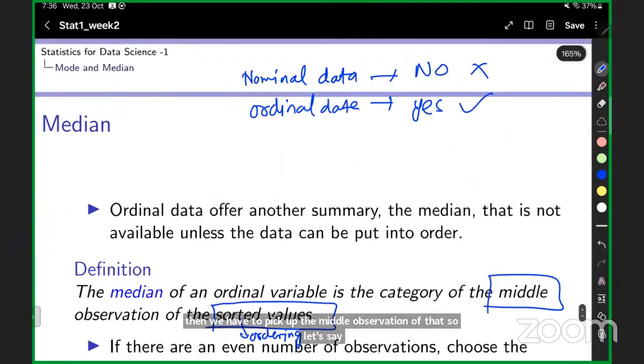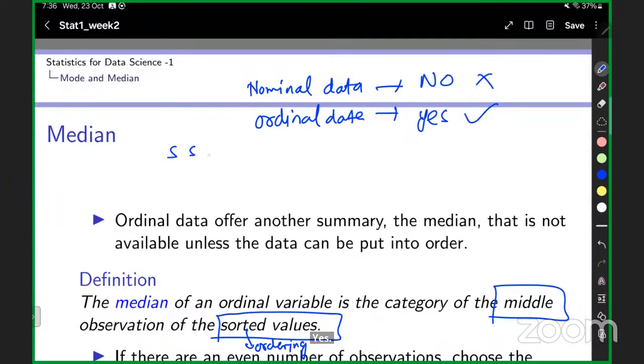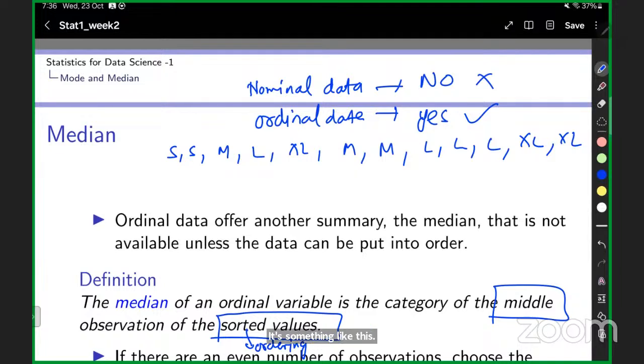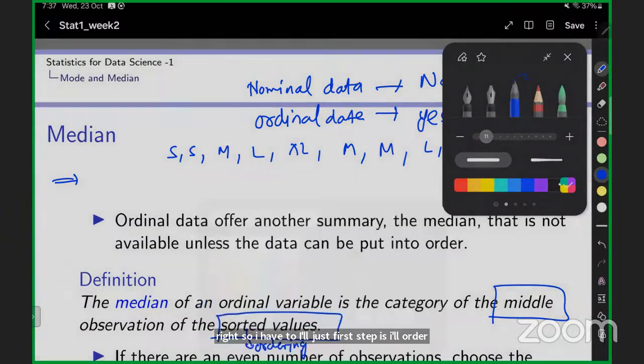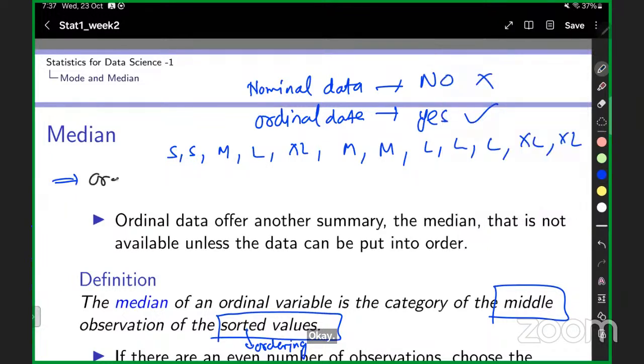I have t-shirt sizes, right? So something like S, S, M, L, XL, M, M, L, L, L, XL, XL. It's something like this. I'm not sure how many there are, but I have this. So this is not ordered yet. I have to order them. So first I'll order them. I'll write from small to large. You can write from large to small, doesn't matter.